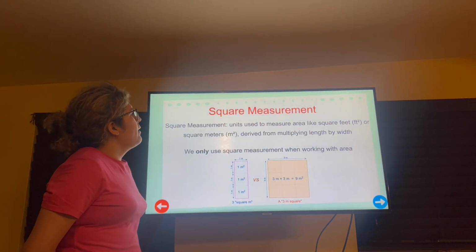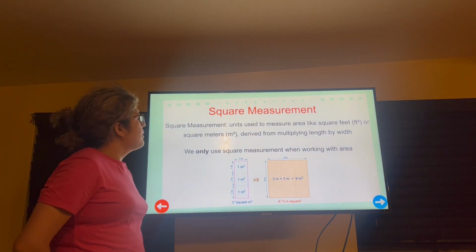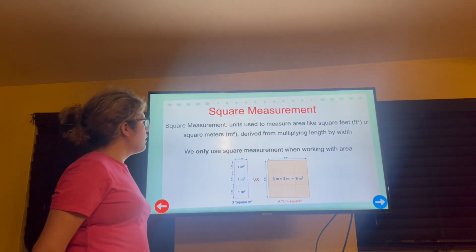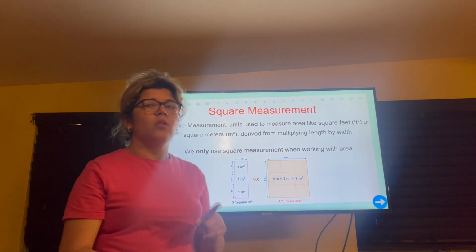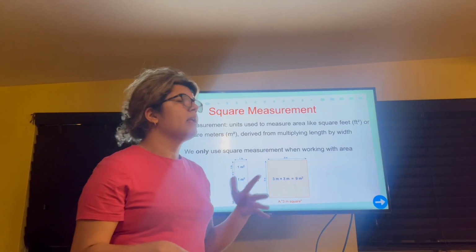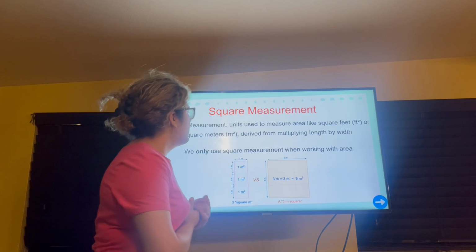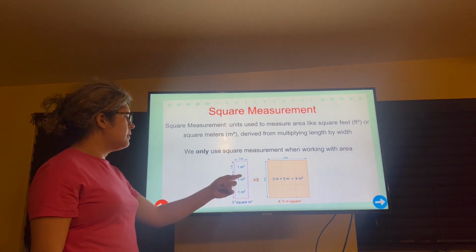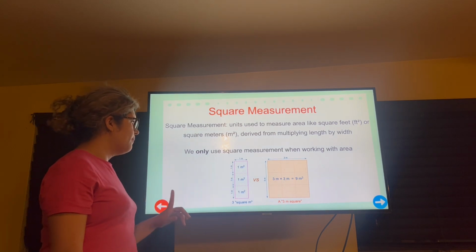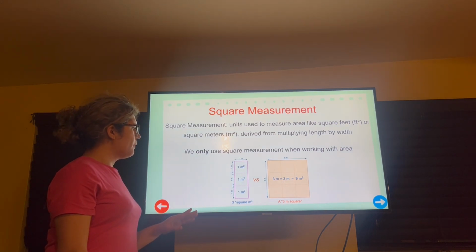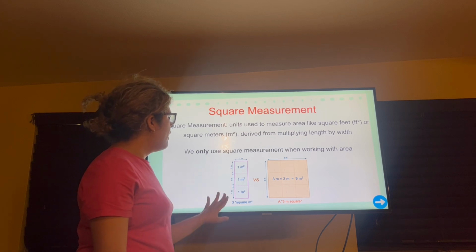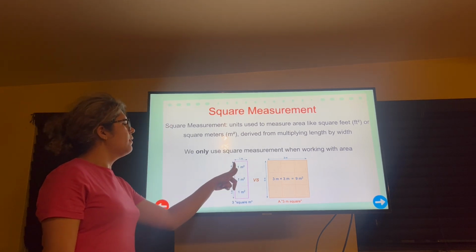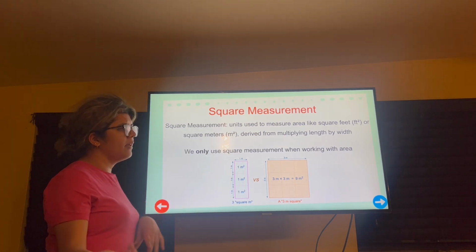Now, square measurement, right? So we know it's used to measure area, like square feet, and we find it by multiplying length by width. And only when working with area do we use square measurements, okay? So like this example, we have 3 units, right? 1 meter square, 1 meter square, 1 meter square. So that would be 3 square meters, right? Because it's only 1 by 3. So 3 times 1 is 3.